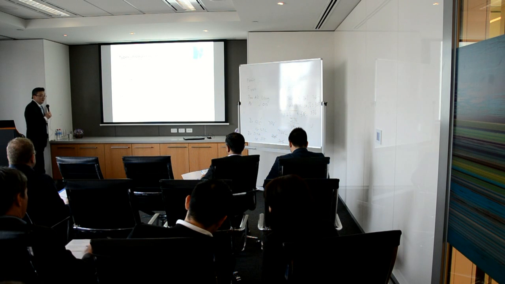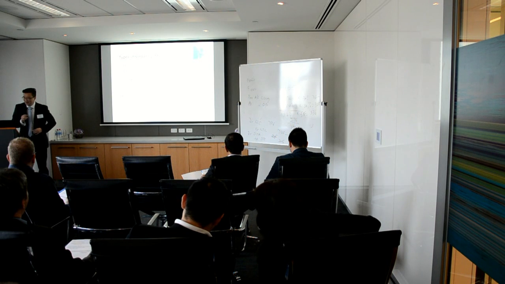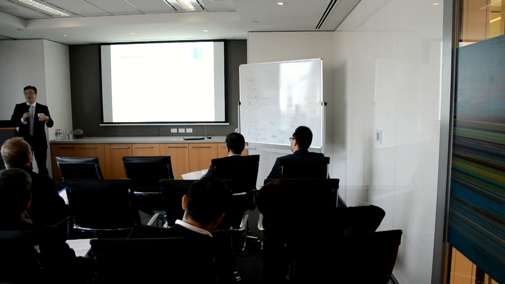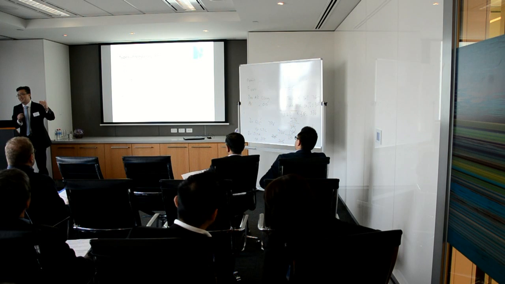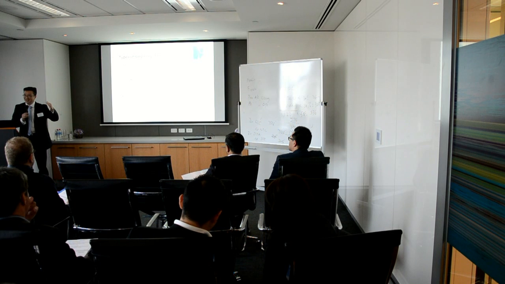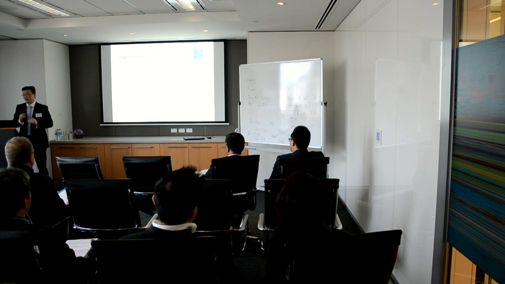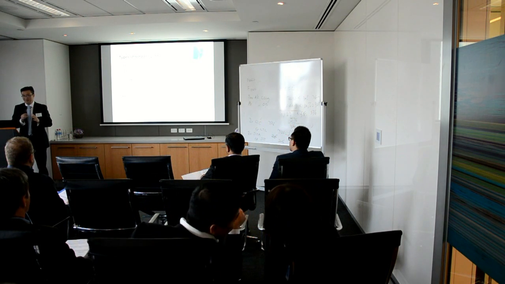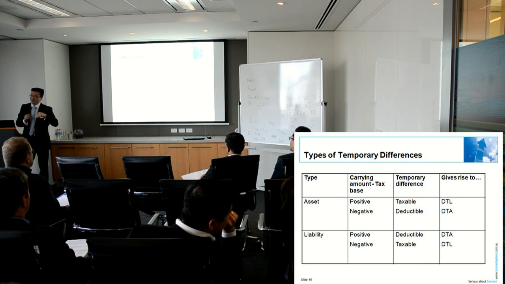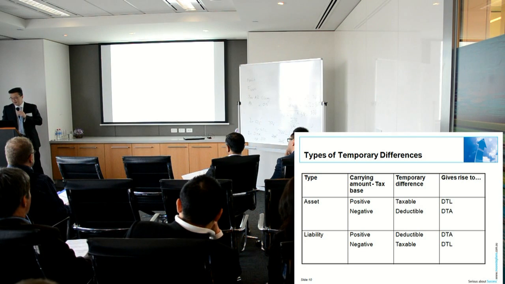Now I mentioned temporary difference, which is carrying amount minus tax base. There are two types of temporary difference. One is a temporary difference that is going to increase the amount of tax that you're going to pay in the future. That is a taxable temporary difference. Because it's going to increase the amount of tax that you're going to pay, it gives rise to a deferred tax liability. You have temporary differences that's going to reduce the amount of tax that you're going to pay in the future. It's a deferred tax asset.